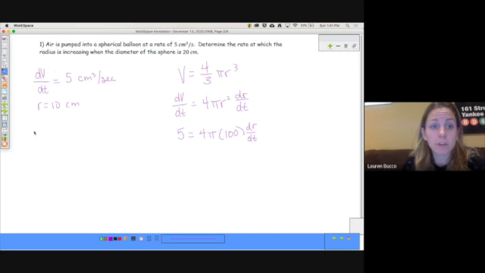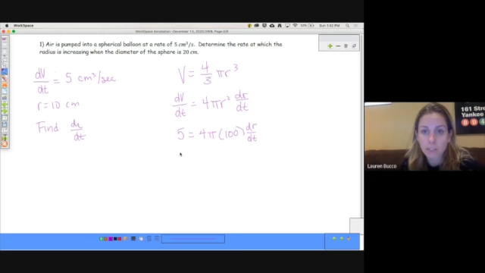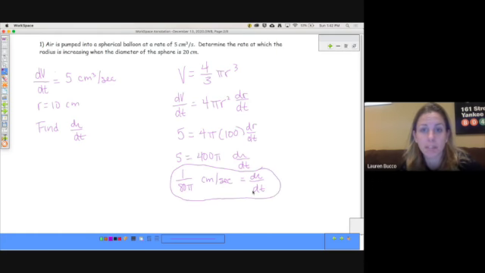We are looking for dr dt. I put this in my list too: what am I looking for? I want to find the rate at which the radius is changing. So 5 equals 400 pi dr dt. I'm going to keep it as a fraction, so I end up getting 1/80 pi centimeters per second. Units are important here. The radius is measured in centimeters and time in seconds. So the rate at which the radius is increasing is 1 over 80 pi centimeters per second.